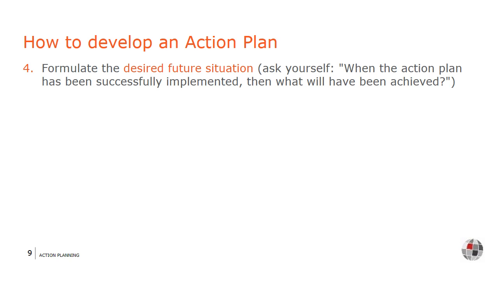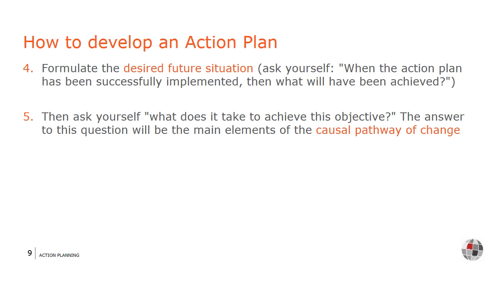So, in formulating the desired future situation, you typically use a formulation such as this. This and that will have been achieved if and when the action plan has been successfully implemented. The answer to what will have been achieved when the action plan has been successfully implemented will help us formulate the results that we want to see in the form of project objectives.